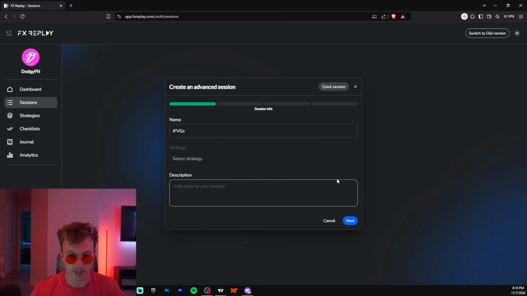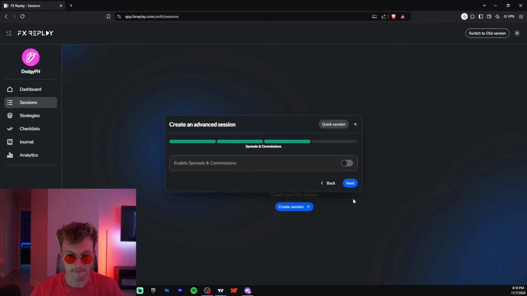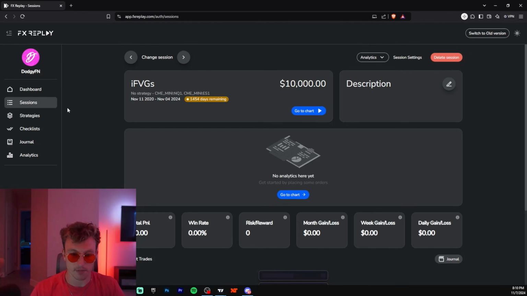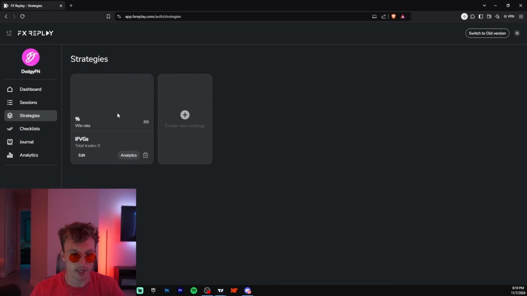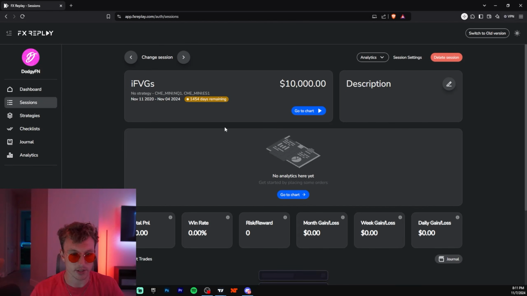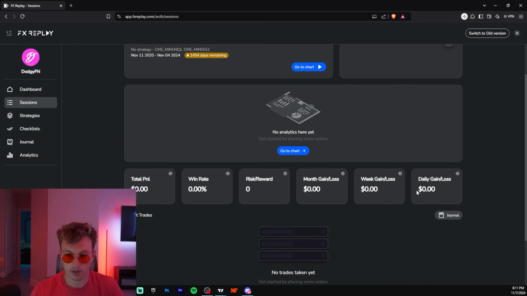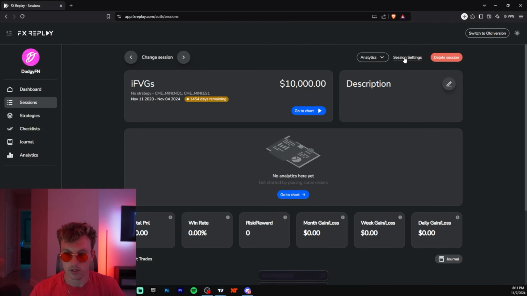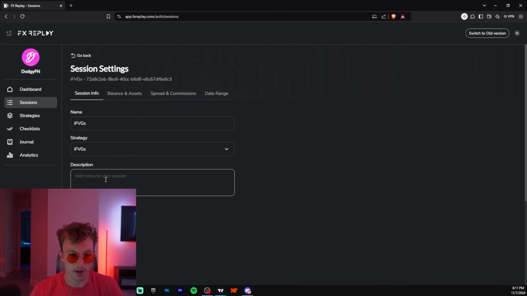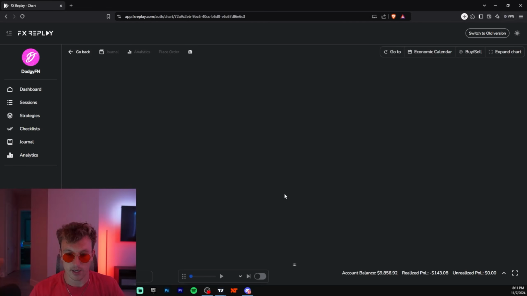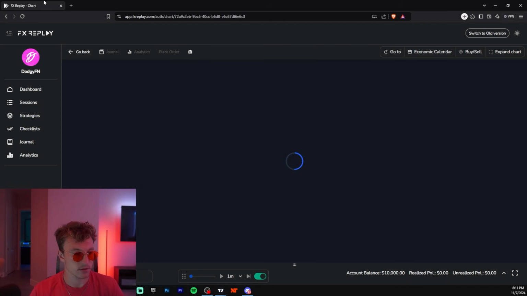It's not letting me select strategy. That's weird. We're not going to do spreads and commissions, and then we're going to do create session. Okay. I'm not sure why it's not letting me do strategies, but it doesn't matter. So we're going to session settings. Okay, there we go. iFVGs, save changes. And yeah, we're gonna take some trades.